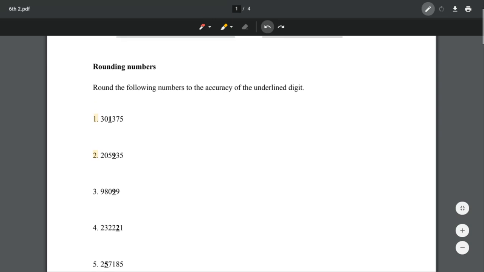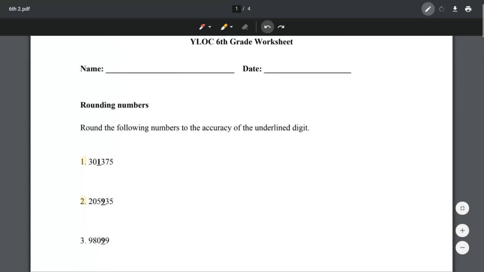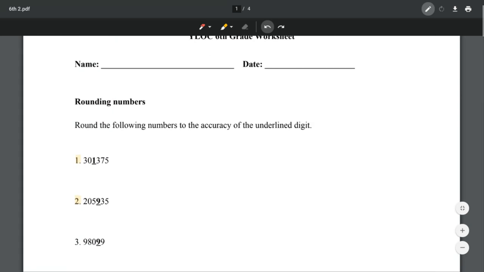Hey guys, this is lesson 21 and let's go ahead and get started with some roundings. So we're asked to round the following numbers to the accuracy of the underlying digit.